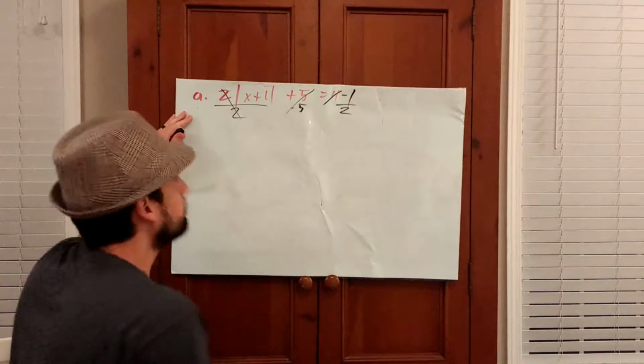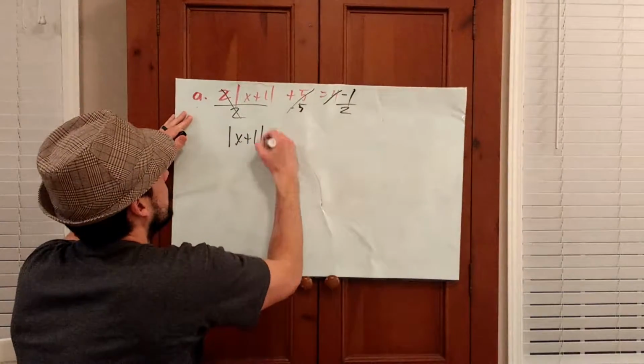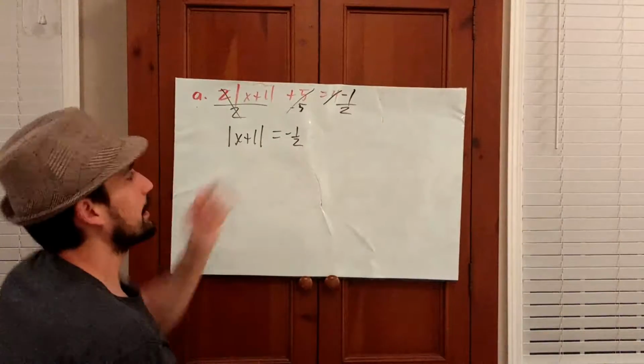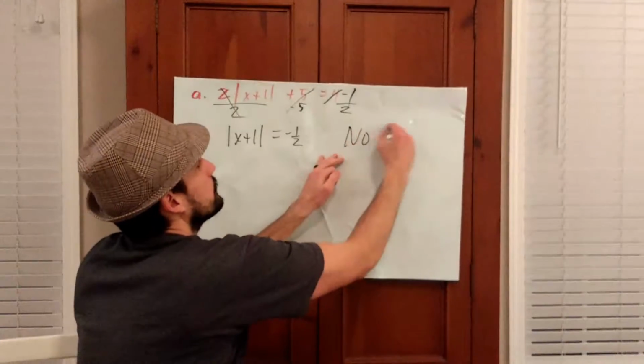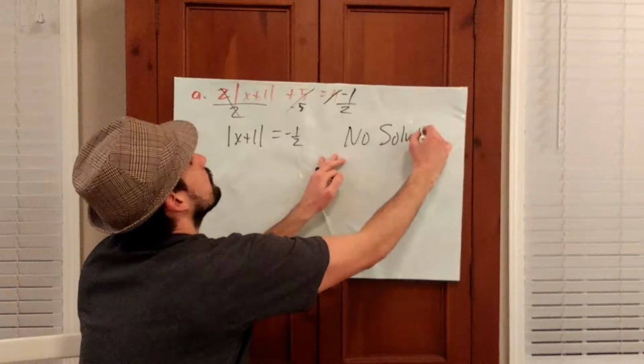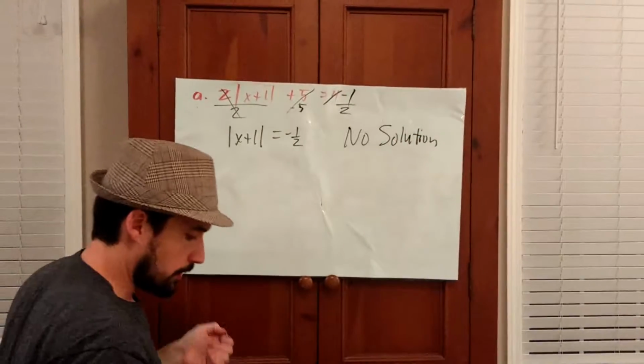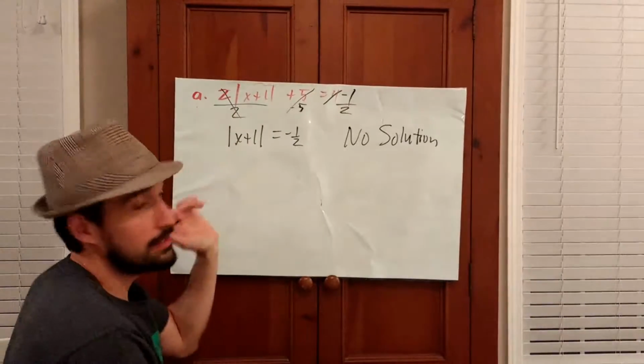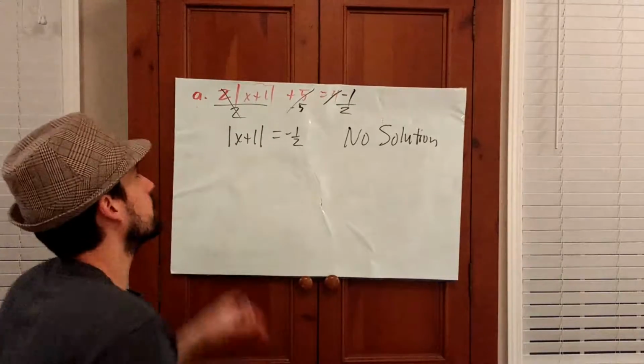Are you thinking what I'm thinking? Absolute value equals negative 1 half. How can the absolute value, the distance, be negative? Can't. Good news, there is no solution to this one, right? I wanted to make sure I put one of those in there so that we remember we got an easy way out if the absolute value is set equal to a negative.